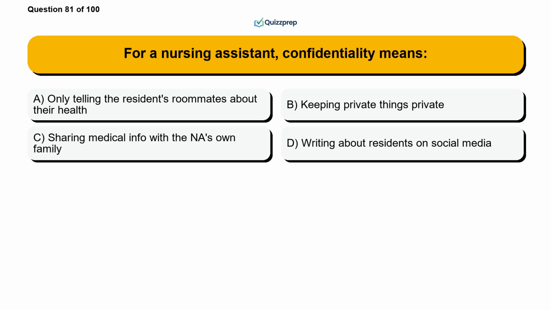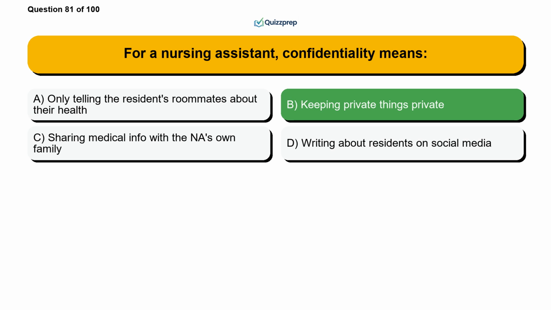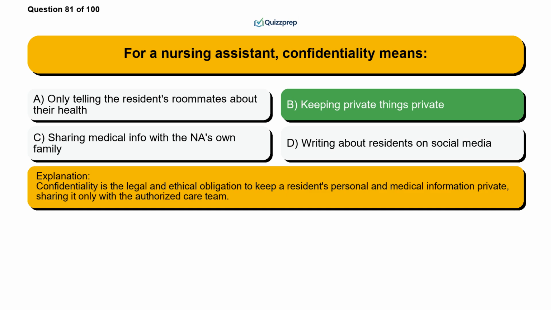Question 81. For a nursing assistant, confidentiality means: Option A, only telling the resident's roommates about their health. Option B, keeping private things private. Option C, sharing medical info with the NA's own family. Option D, writing about residents on social media. The correct answer is option B, keeping private things private. Confidentiality is the legal and ethical obligation to keep a resident's personal and medical information private, sharing it only with the authorized care team.